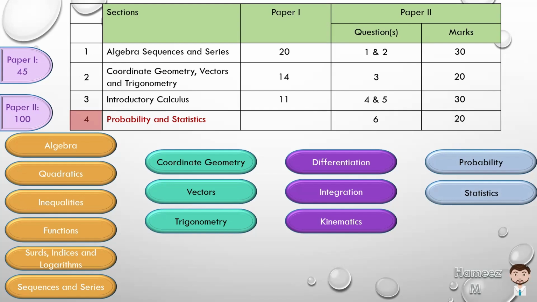In terms of overall percentage, paper 1, which is 45 multiple choice, will be converted to 30% of your overall mark. Paper 2, which is 100 marks, will be converted to 50% of your overall grade. So that's 30 and 50, which is 80%. And the last 20% will be on your SBA.